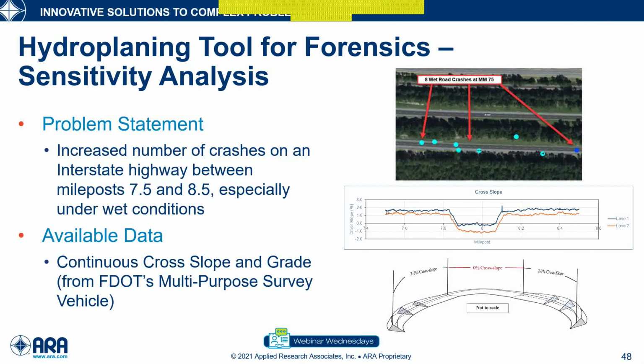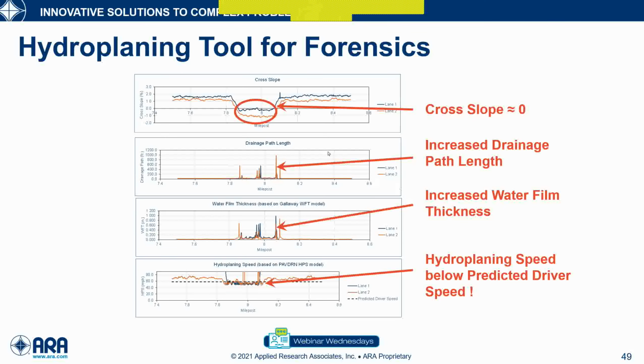So we have a crosslope of 2% here, then we reach this transition zone, which will be something like here, and then we reach the problematic zone where we have the 0% crosslope, so almost no crosslope. And if you remember, once again, when I was describing the drainage path, when we have almost 0% crosslope, what this is going to cause is long drainage paths, increased water film thicknesses, and the hydroplaning speed falling below the predicted driver speed.